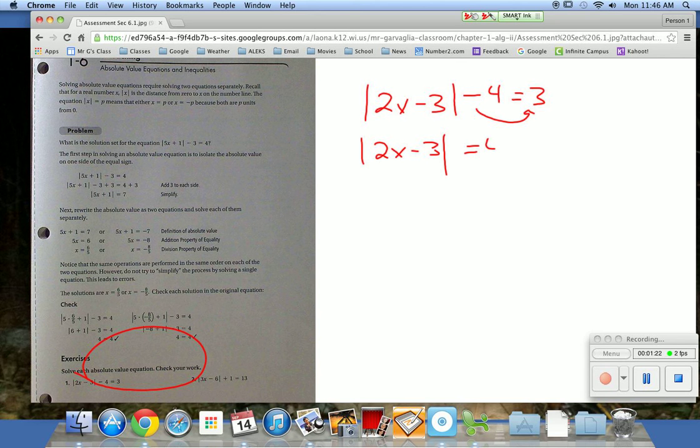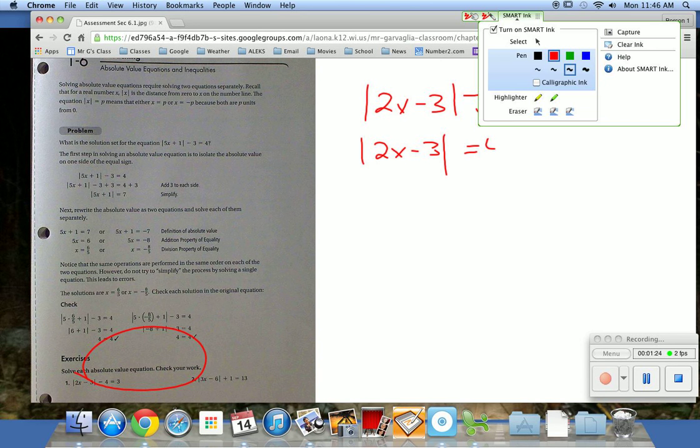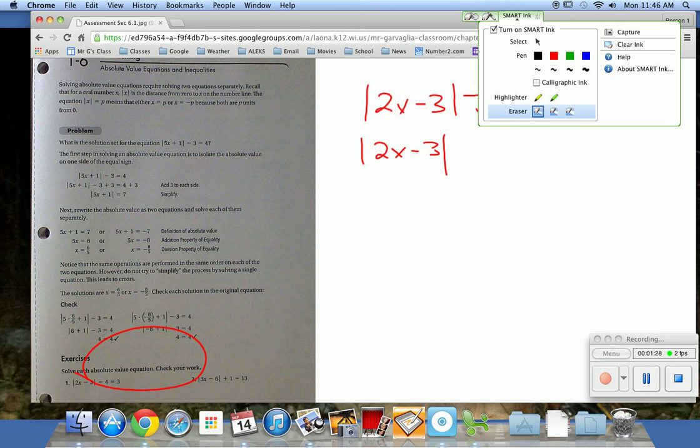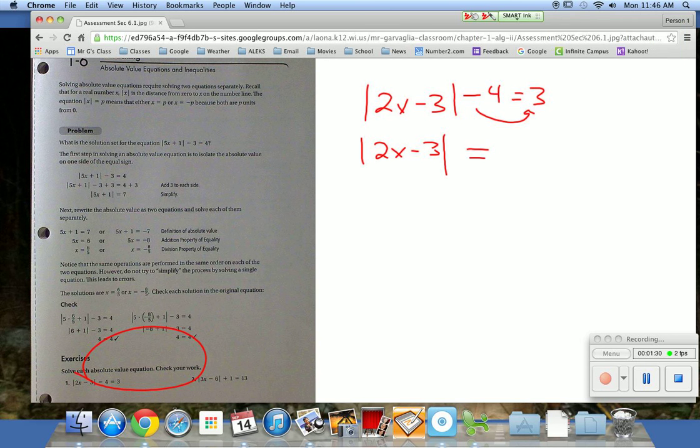I'm having a tough time here, guys. Equals 7. Okay, I brought it to the other side. And if you notice, all I've got on one side of the equal sign is the absolute value.